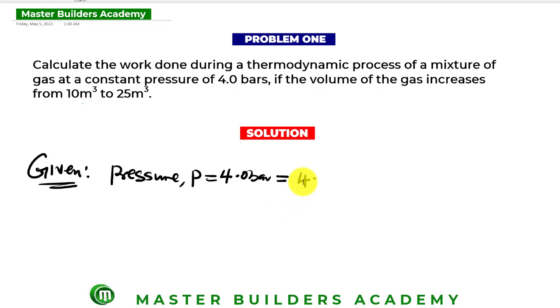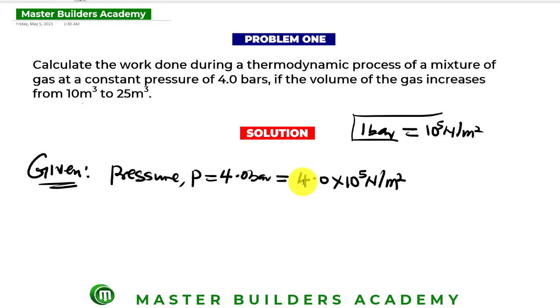We have this as 4.0 multiplied by 10 raised to the power of 5 Newton per meter squared. So 10 raised to the power of 5 Newton per meter squared is equivalent to one bar, like you have it here. This is what one bar is, as you can see. The next thing that we're given is volume. The initial volume is given as 10 meter cube, and the final volume is given as 25 meter cube, as you can see.